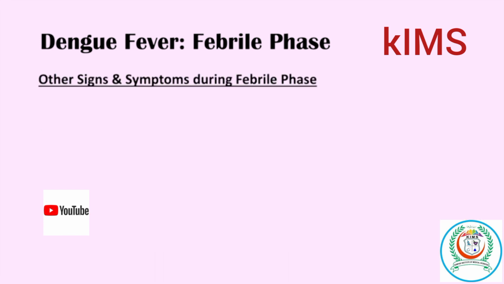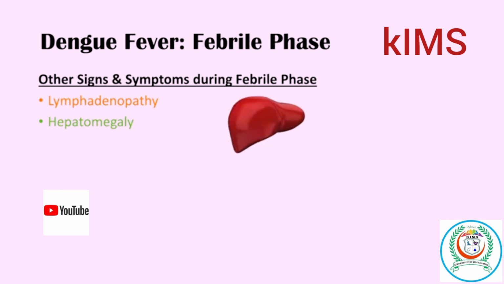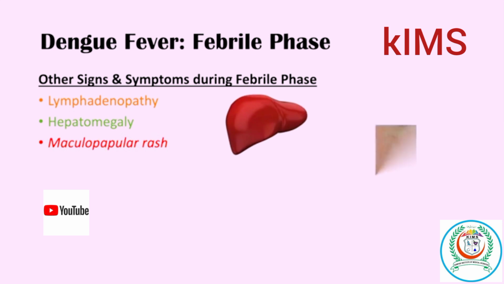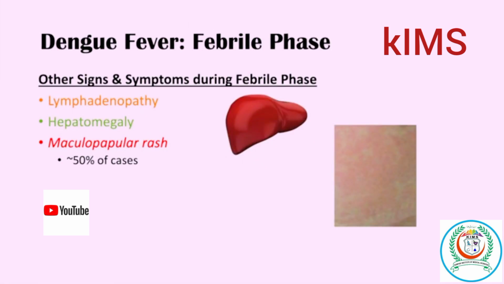Some other signs and symptoms of the febrile phase include lymphadenopathy, so swollen, tender lymph nodes, hepatomegaly, so an enlarged liver. And this is actually another warning sign that may indicate a severe presentation of dengue fever. We can also see a maculopapular rash, like here in this image. So we can see this reddened, flat, or perhaps slightly raised rash, and it occurs in approximately 50% of cases.